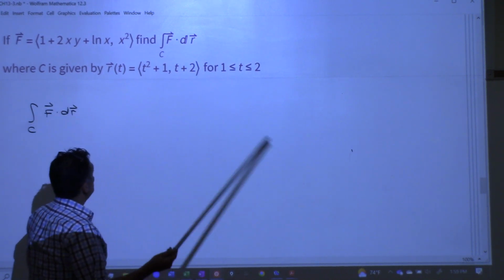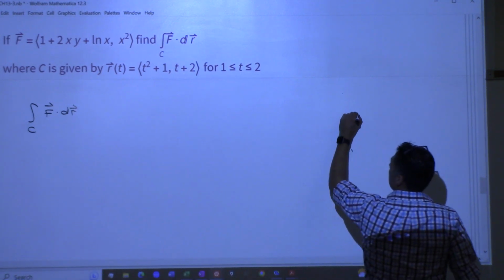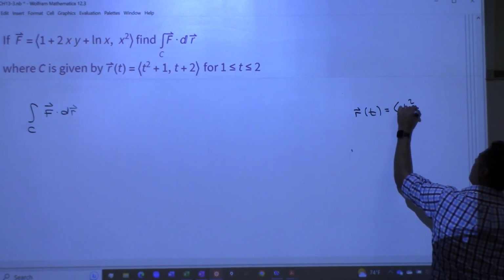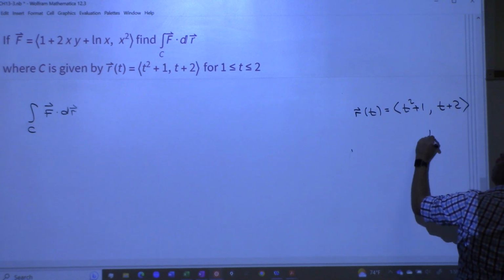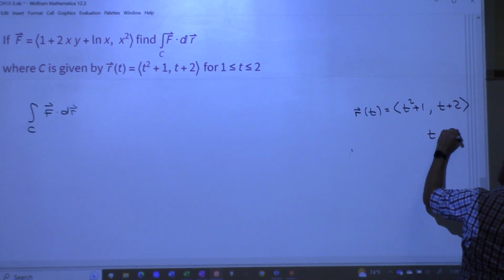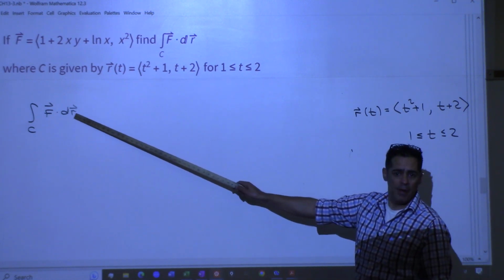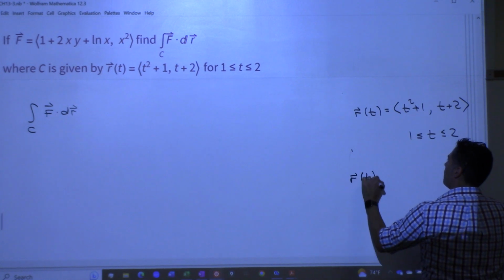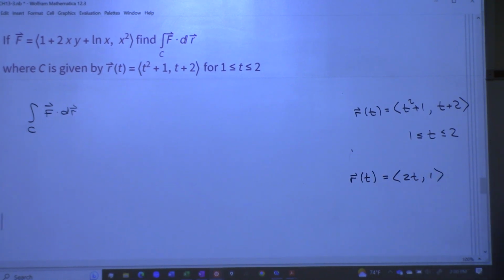So what I'm going to do now is take my curve and come over here. T is restricted between 2 and 1. And so I know for this formula, I'm going to need the derivative of that, right? So I take its derivative, which is going to be 2t, 1.